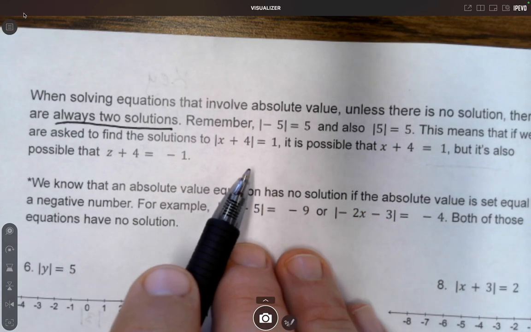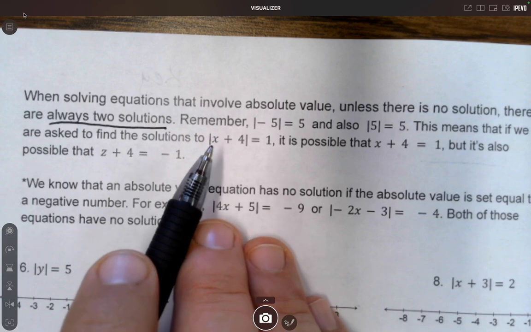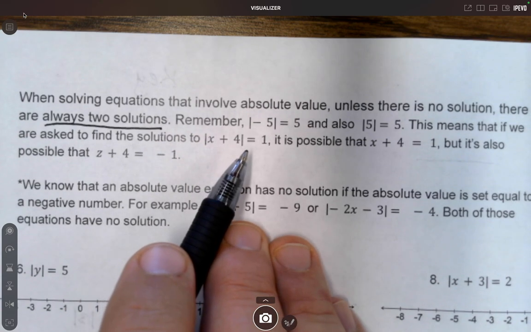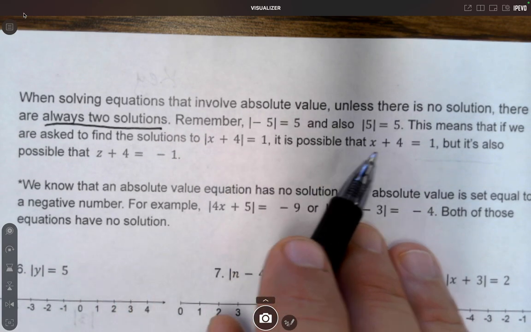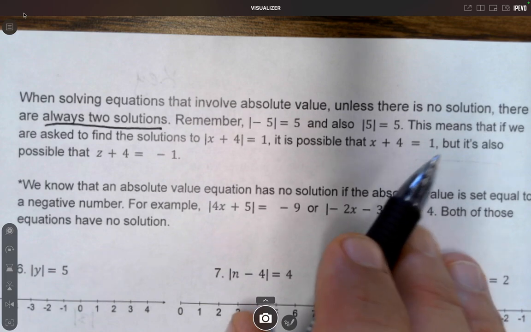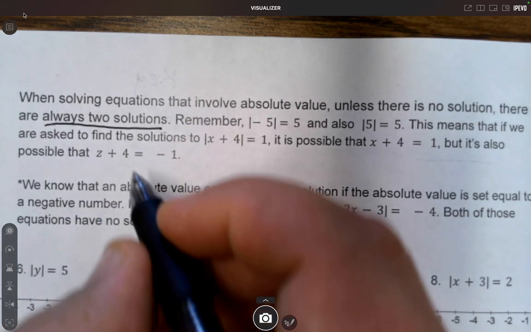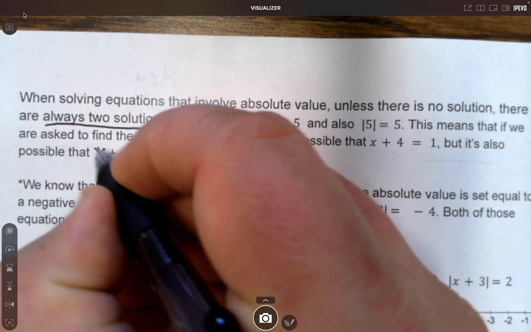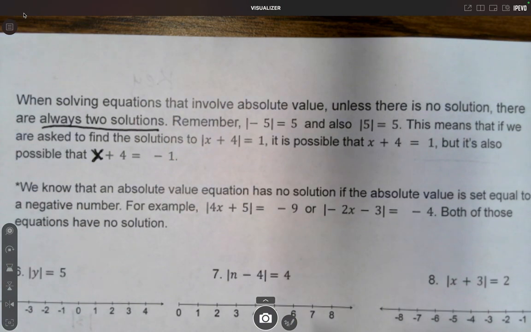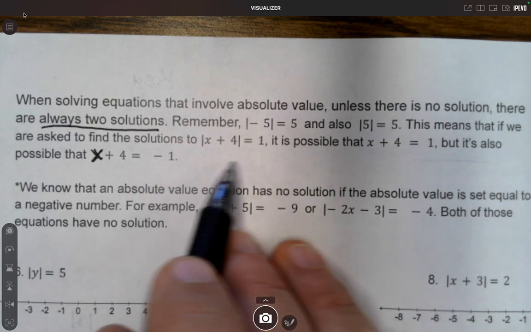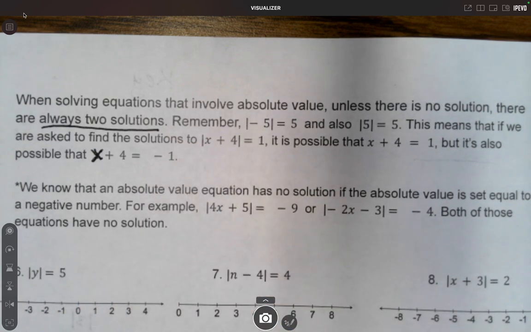This means if we're asked to find the solutions to the absolute value of x plus 4 equals 1, it's possible x plus 4 is 1 because the absolute value of 1 is 1. It's also possible that x plus 4 is negative 1 because the absolute value of negative 1 is 1, so that would also work.